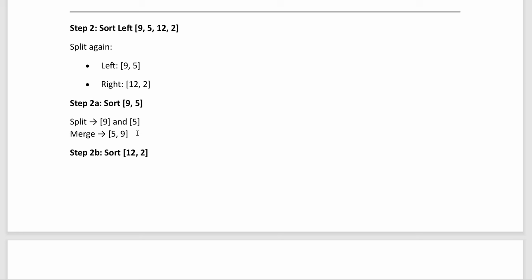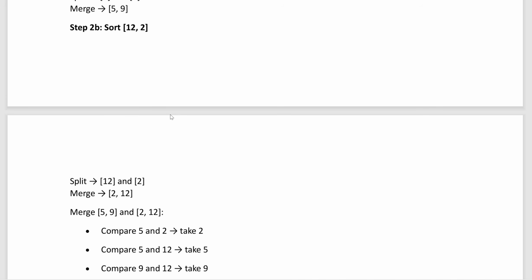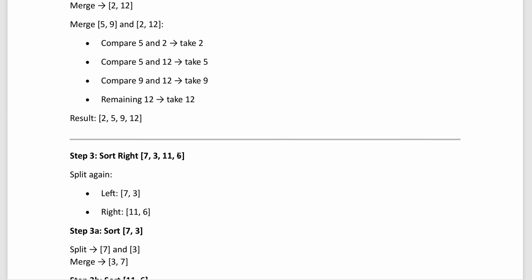Now we have successfully sorted this array, 9, 5, 12, 2. Then we have to solve the right part: 7, 3, 11, 6.